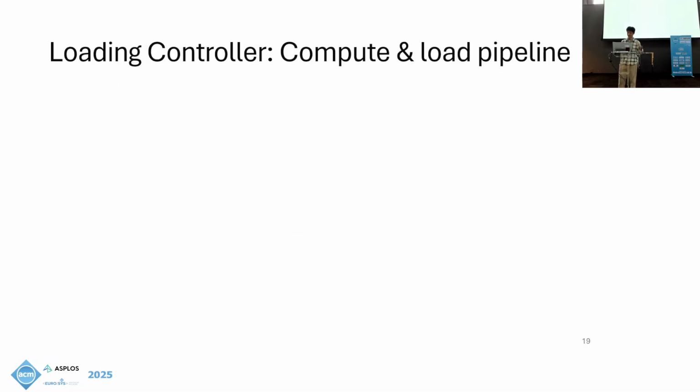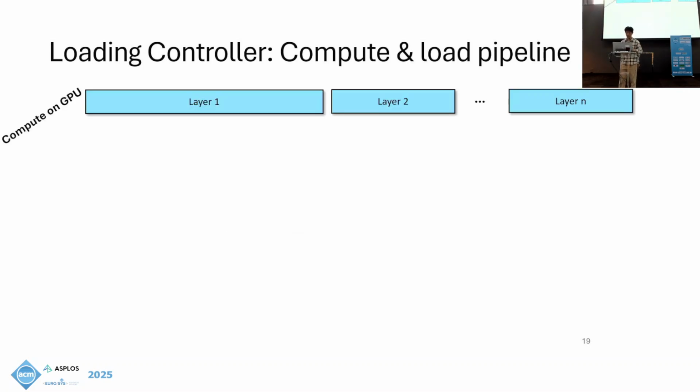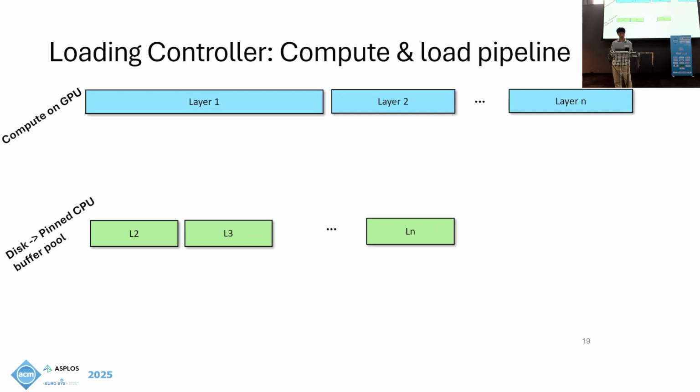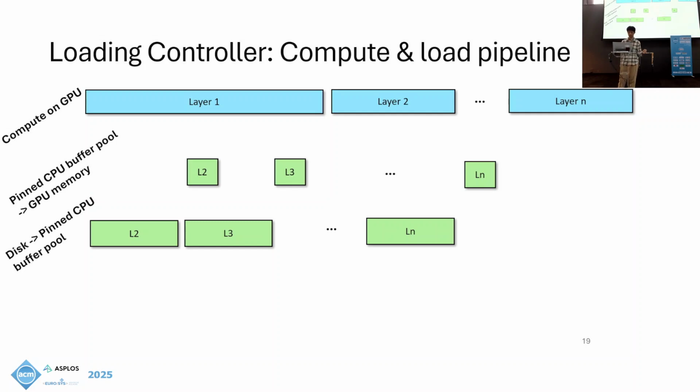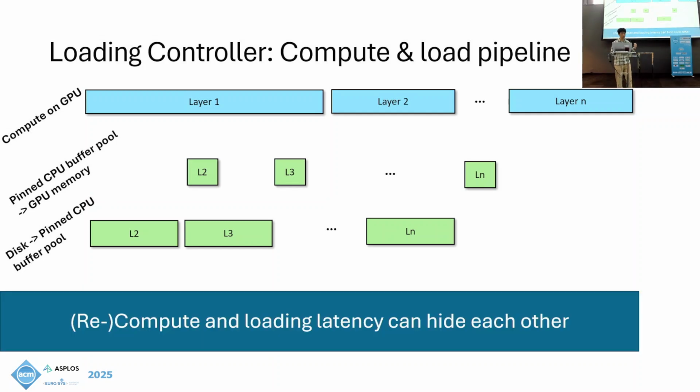The second component in CacheBlend is the loading controller, which simply does the compute and loading pipeline. So there are some compute jobs on GPU. Each blue box here denotes a single layer's compute. We can asynchronously start to load the KV cache from disk to CPU memory, and then similarly from CPU memory to GPU memory. So in this way, the recompute overhead and loading latency can hide each other.